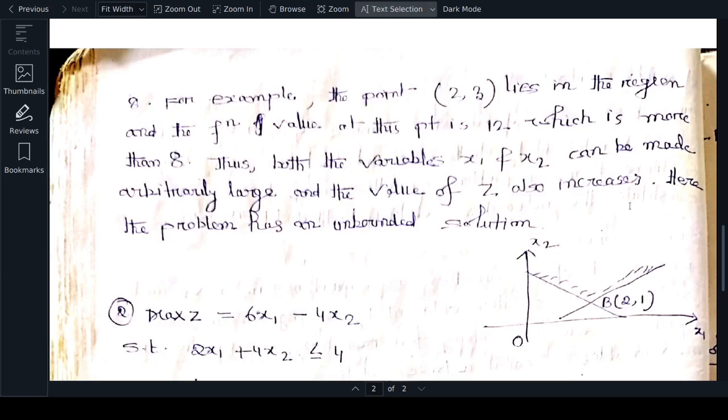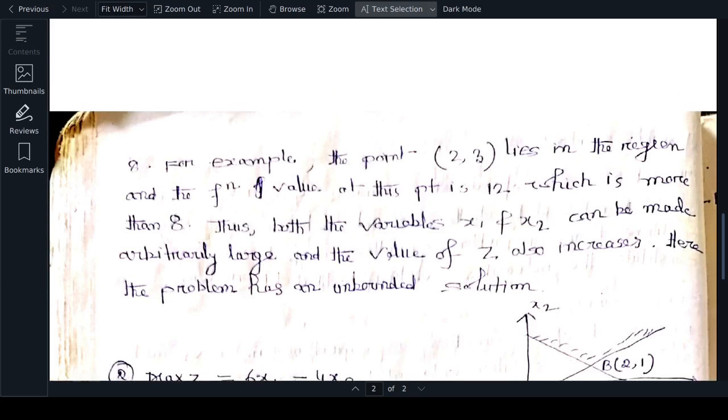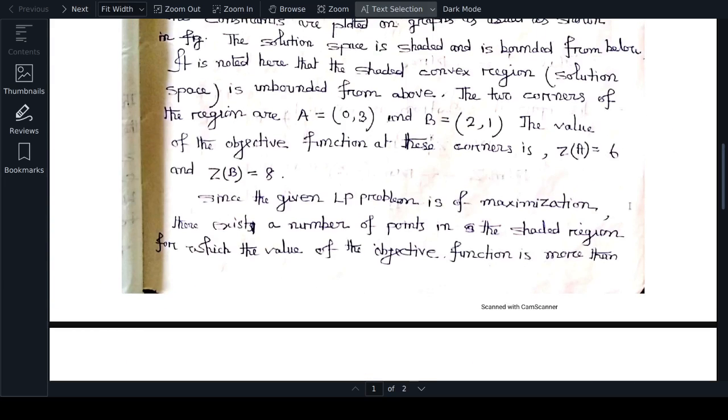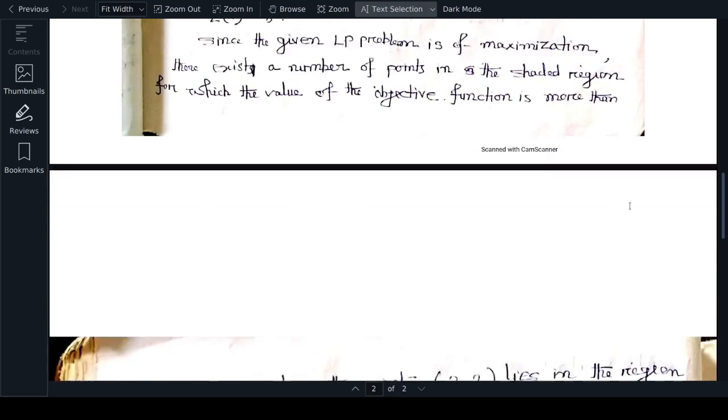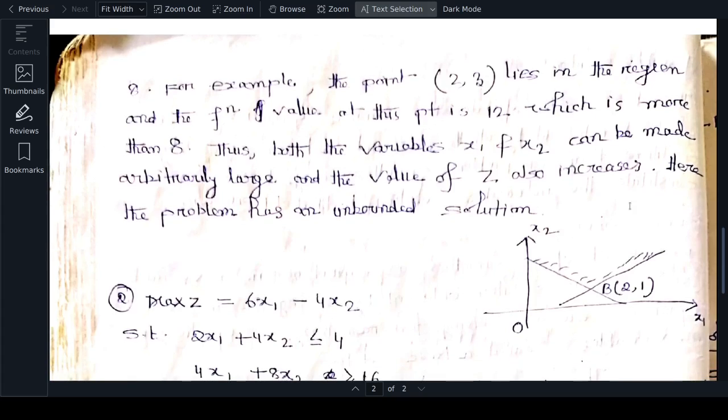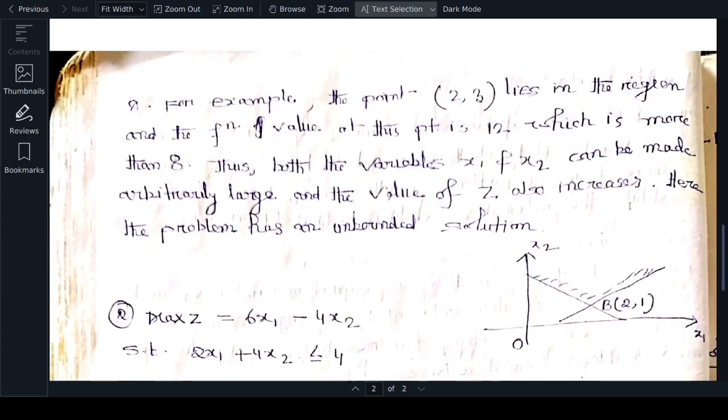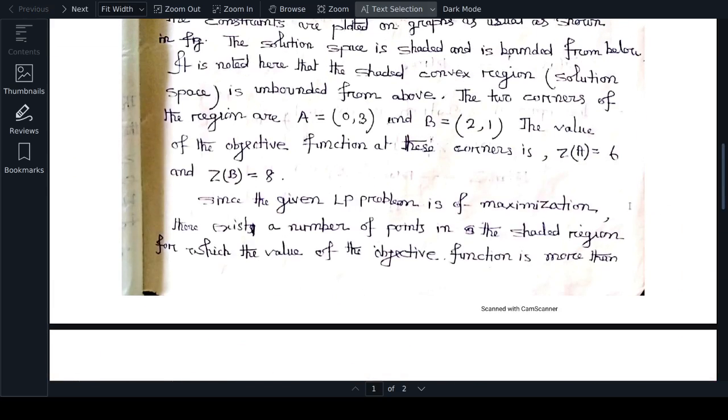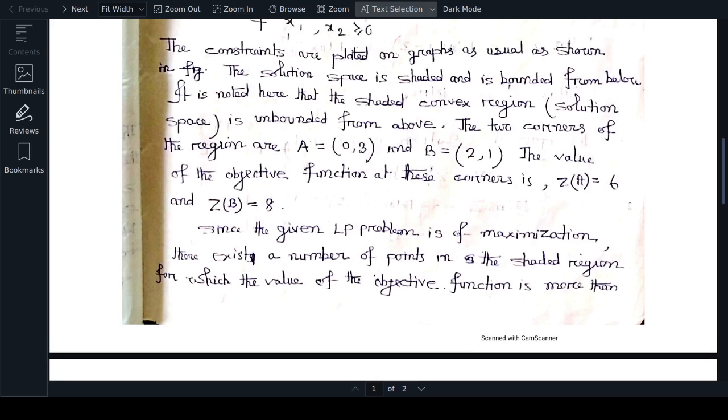Yes, sir. Can you repeat again? Okay, so the first one will be x1 minus x2. When we substitute 0, we get 0 less than or equal to 1. So the equation satisfies. So for this line, satisfies means the origin side is contained.